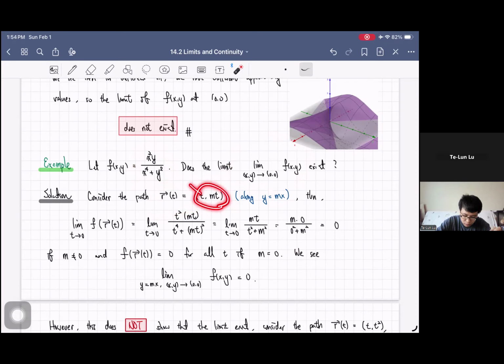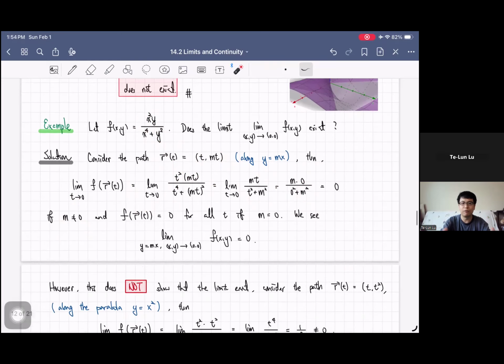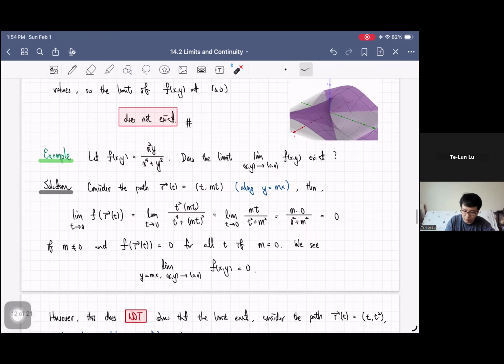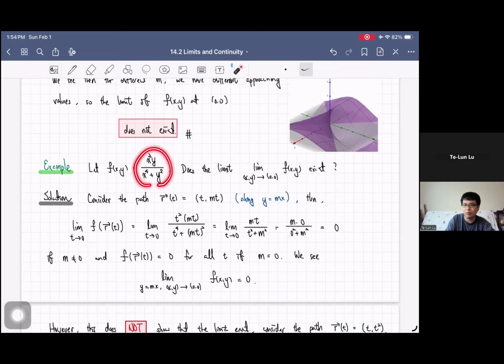If I plug it into this function, it becomes a one-dimensional limit. So t squared, which is x squared, y becomes mt, and the denominator becomes t to the 4 plus m squared t squared, which gives us mt divided by t squared plus m squared, and let t go to 0, provided that m is not 0, of course, because you cannot have 0 here. So we see that for every direction, other than y equal to 0, which is the x-axis, this is always having a limit 0. And also, if m is 0, then we're basically saying that y is 0, then this is just 0, right?